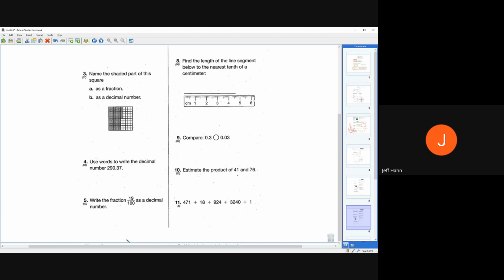16, Charlie: 140. 17, Isaiah: $1.64. 18, Olivia: I have 3 4/5. 19, Emmy: 10. And number 20, Annabelle: 6 1/3.